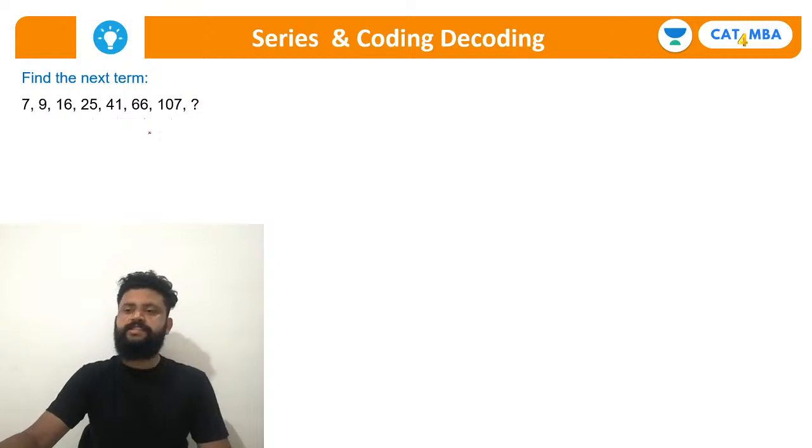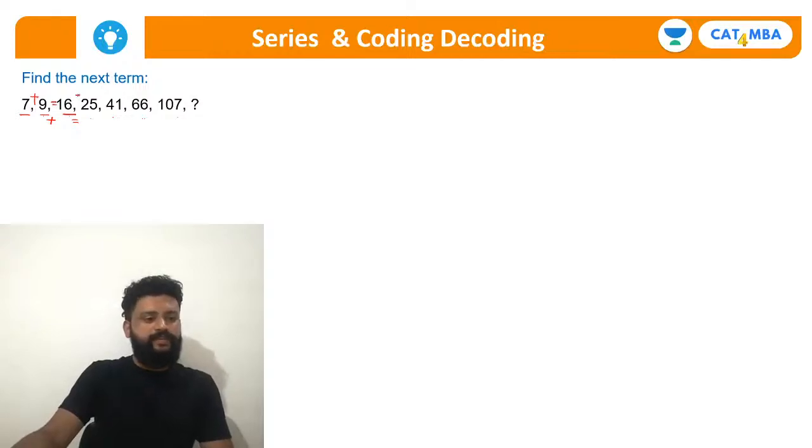7, 9, 16, 25, 41, 66, 107. What will be the next number? So if you try this just by looking at the number 7, 9, 16, 25, 41, 66, can you connect any two number? Any two number will do. If you connect any two number, you'll definitely understand.